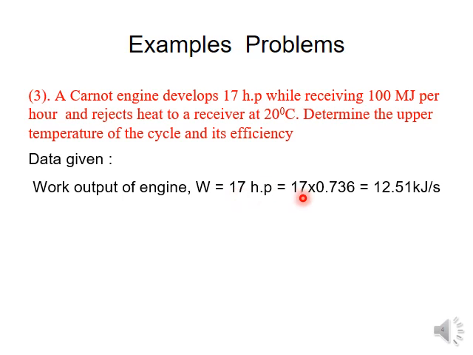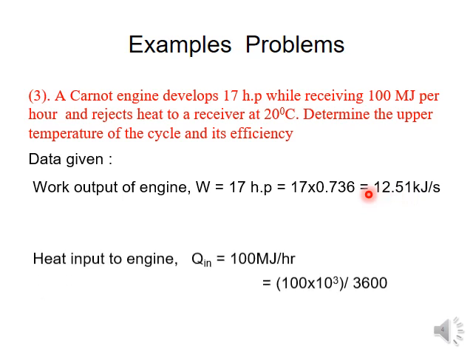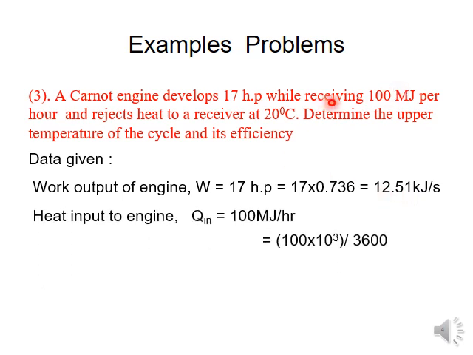17 into 0.736 is equal to 12.51 kilojoule per second. So this is the work done. Next, the heat is received at 100 megajoules per hour.